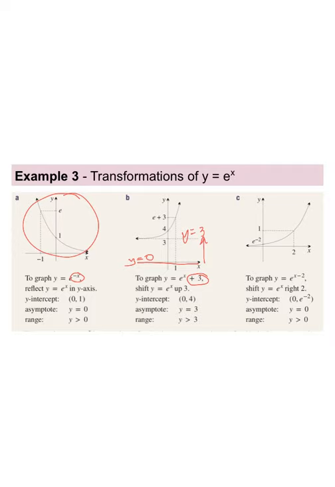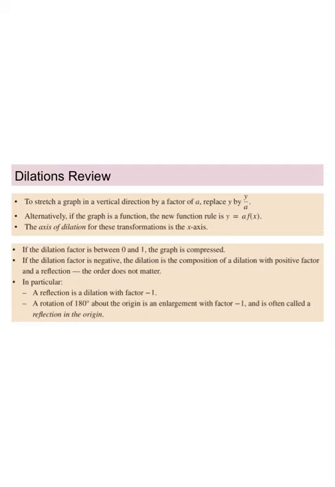Our original y-intercept was previously at 1. That's been shifted up, and that's now at 4 units. And finally, in part C, remember, if we want to find this function here, e to the x minus 2, we've replaced our x with x minus 2. And what that will do is shift our function 2 units to the right. And that's essentially what's happened here.